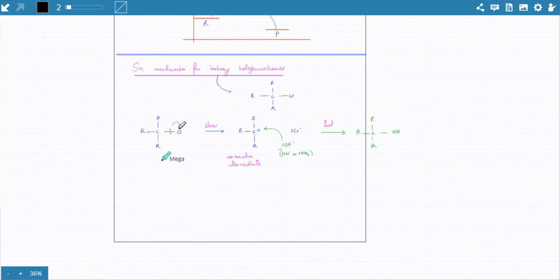So the first step is slow because you would have to wait a very long time for the Cl to break away. You're just hoping that you heat the mixture so that collisions happen, and when collisions happen, the Cl breaks off. And as soon as the Cl breaks off, you've added a lot of OH ions. The OH ions quickly attack the positive carbocation and they bond with it.